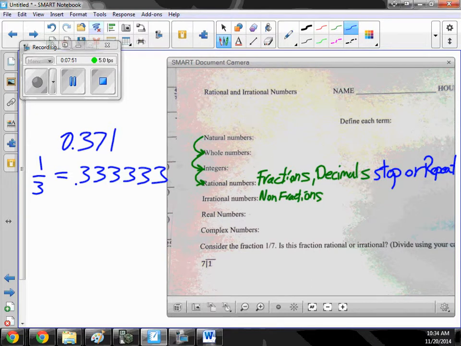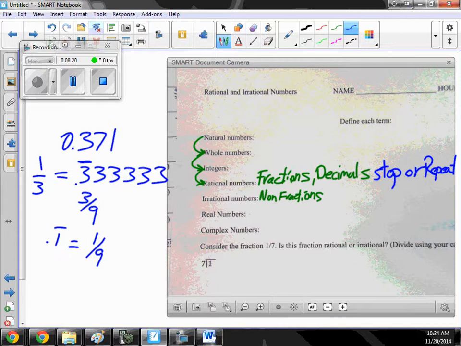That makes sense? Now, this is just a little trick that I'm going to show you. If you have a repeating decimal and you want to write it as a fraction, you just take the repeat number and divide it by 9. So this is 3 over 9. 0.1 repeating is really just 1 over 9. That's just how it works. I don't know why. It just does.